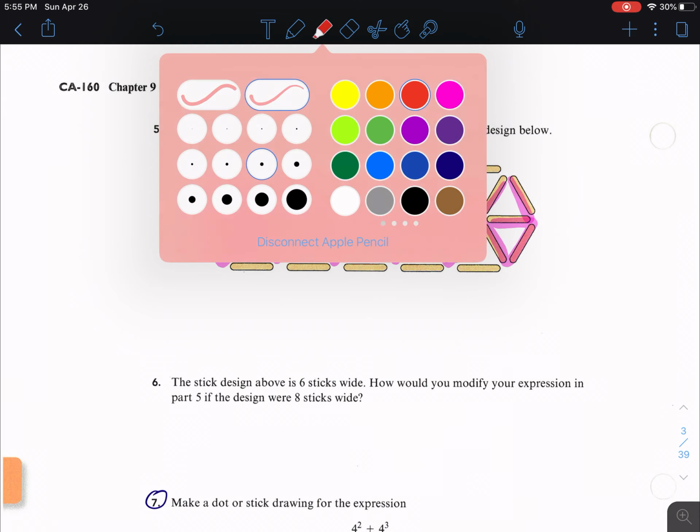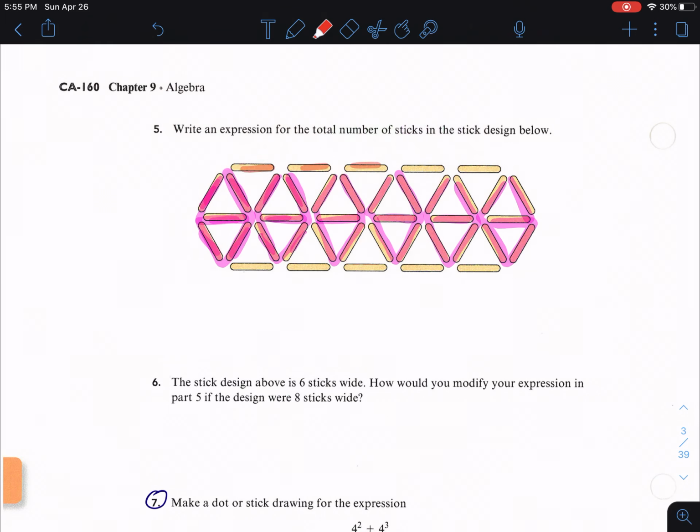And then it looks like there are 5 of those. So I can write 6 times 1, 2, 3, 4, 5 sticks plus 5 times 2 sticks. This one and this one. That's 1, 2, 3, 4, 5. Okay. Would that expression make sense?